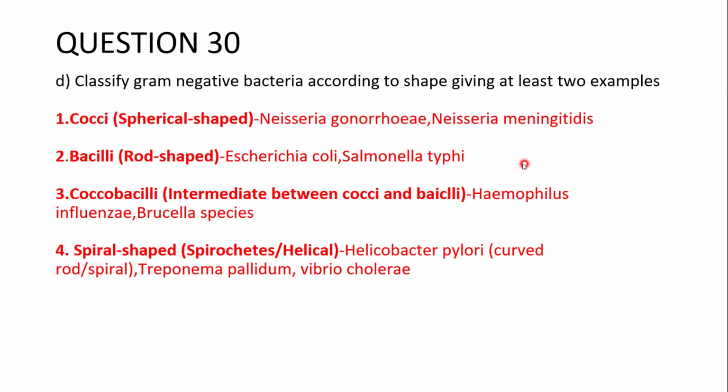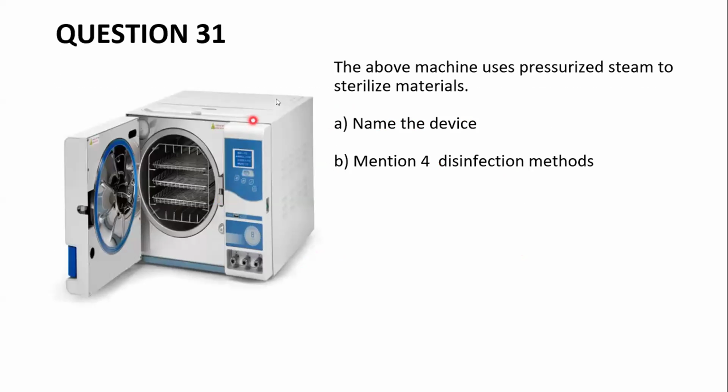Now, pleomorphic basically means they have different shapes, but for classification, let's use these four. I hope that's clear. Any question? Now, this is also a very high-yield topic, the classification, because it enables you to know how to organize your reading. Now, this one, I saw many people couldn't tell.